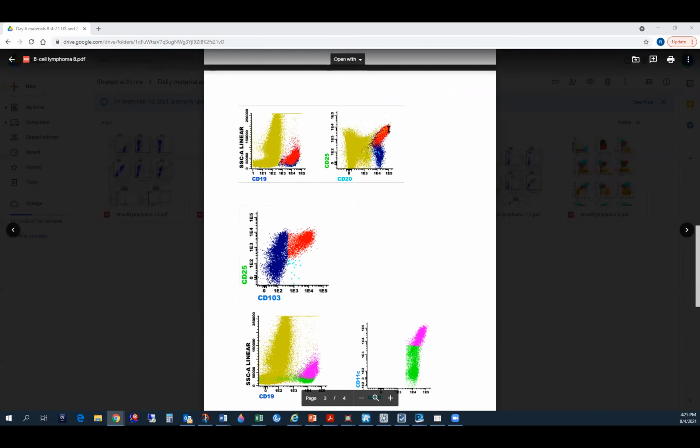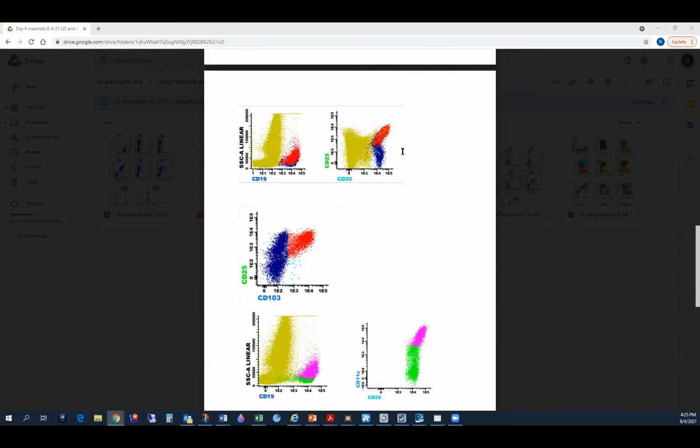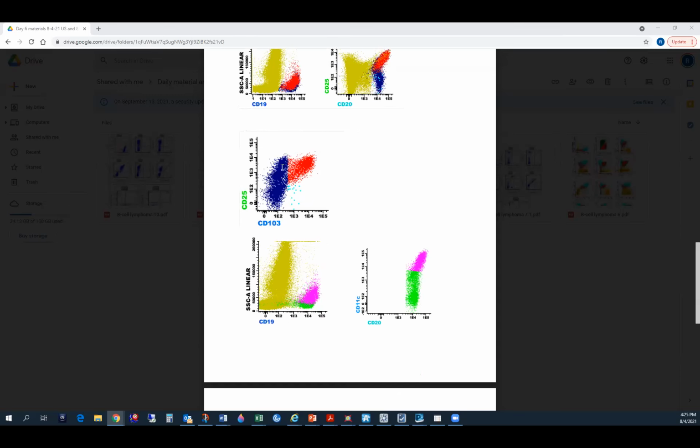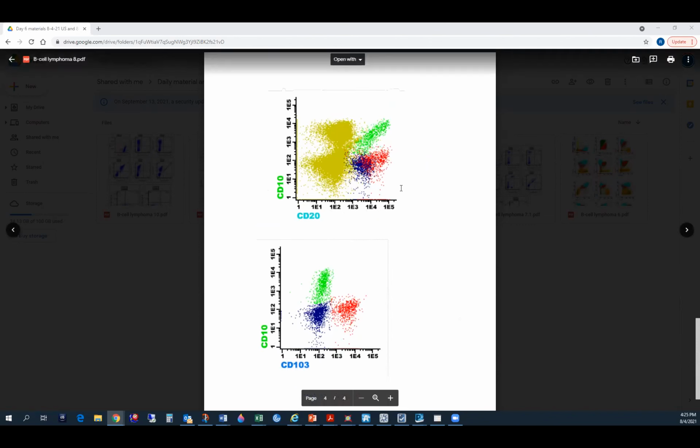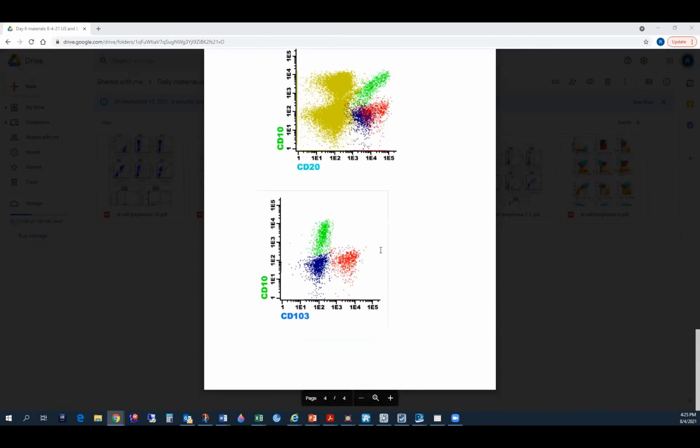So again, they are both B cells, but one population is positive for 25. The other one is negative for 25. And the population that is positive for 25 is also positive for 103. And again, 11C, there is one population that is positive, and that population also has a brighter 20 compared to the other ones. And again, 10 versus 103 nails it, that the population that is 103 positive is negative for 10. And this is a separate clone, and you have the normal background polyclonal B cells here.